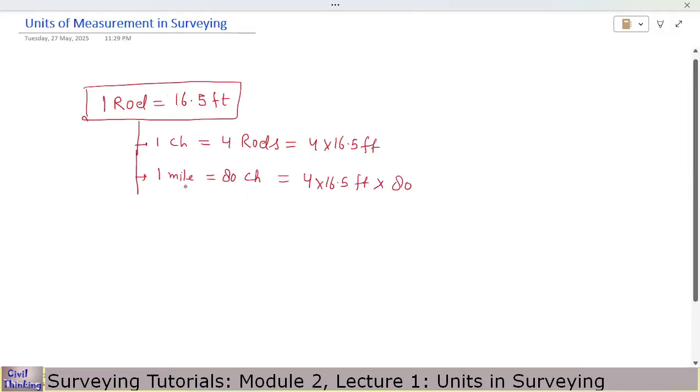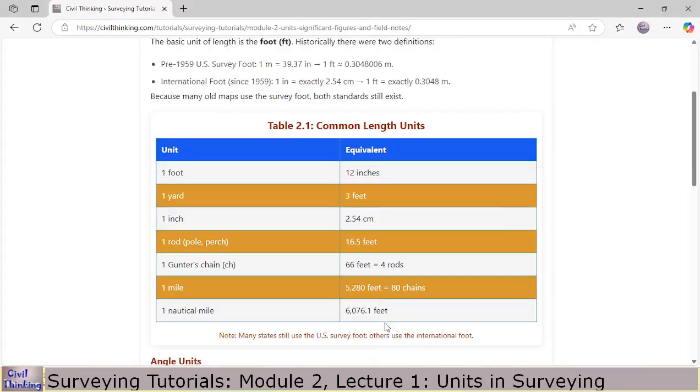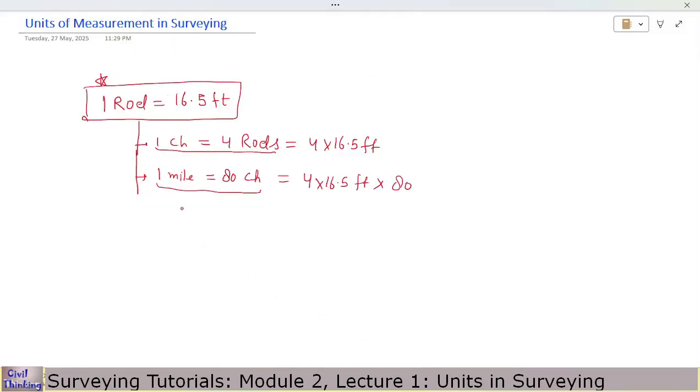So most importantly, you have to remember this. One rod length is 16.5 feet, one chain is 4 rods, and 1 mile is 80 chains. The rest you can calculate yourself. If you remember everything, that's even better: 1 mile is equal to 5,280 feet and one Gunter's chain is 66 feet. But maybe you won't be able to remember that. If you can, that's good, but at least you should remember one rod is equal to 16.5 feet, okay?